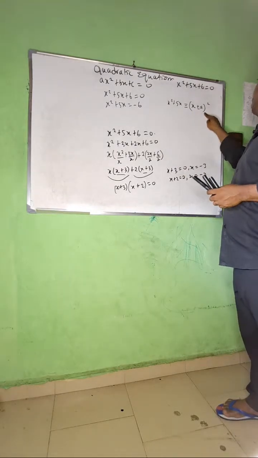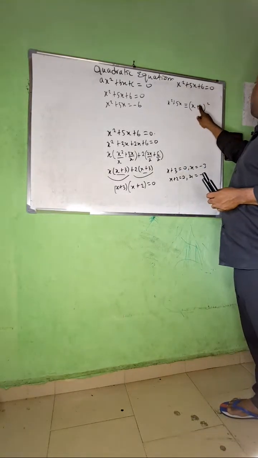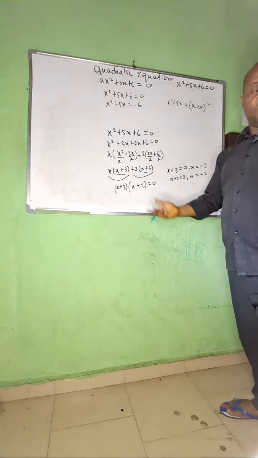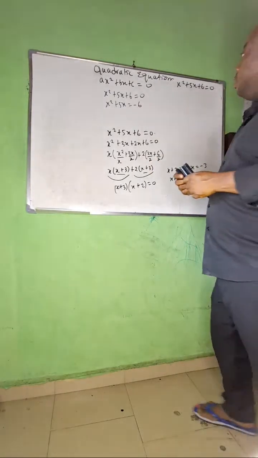Okay? It's a perfect square. Because x plus or minus a times x plus or minus a gives us that. Like 25 is a perfect square, and 36.